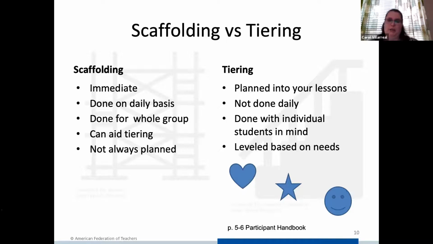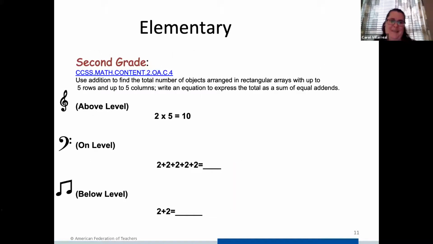So let's go ahead and take a look at the next slide. And we're going to look at what tiering looks like in certain classrooms. So we have some examples, and we're going to show you what the icons mean when we're doing tiering. So our first one is under elementary. So Rebecca, if you want to go ahead and turn to the elementary one. And you're going to explain that one, I think.